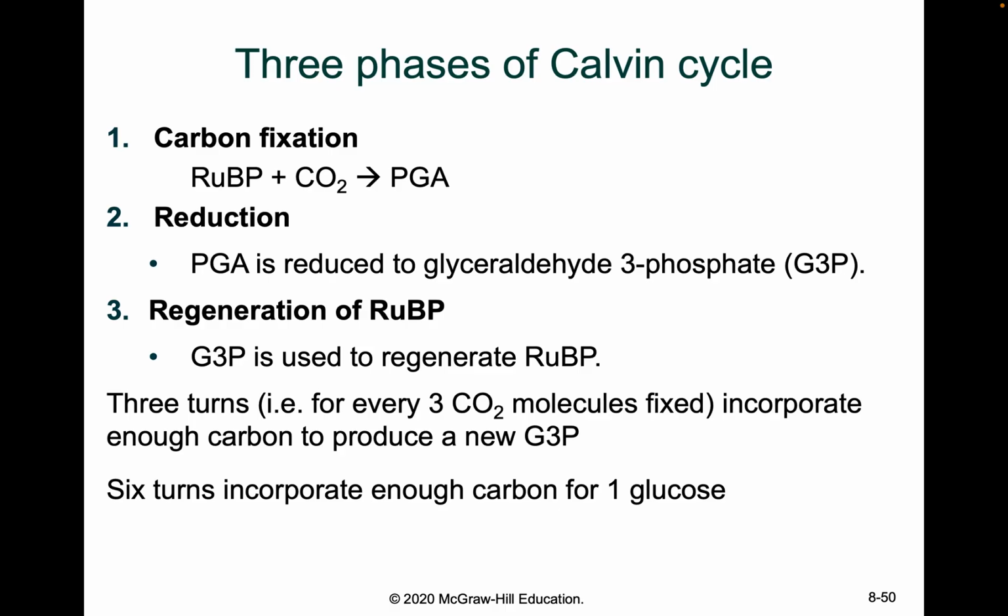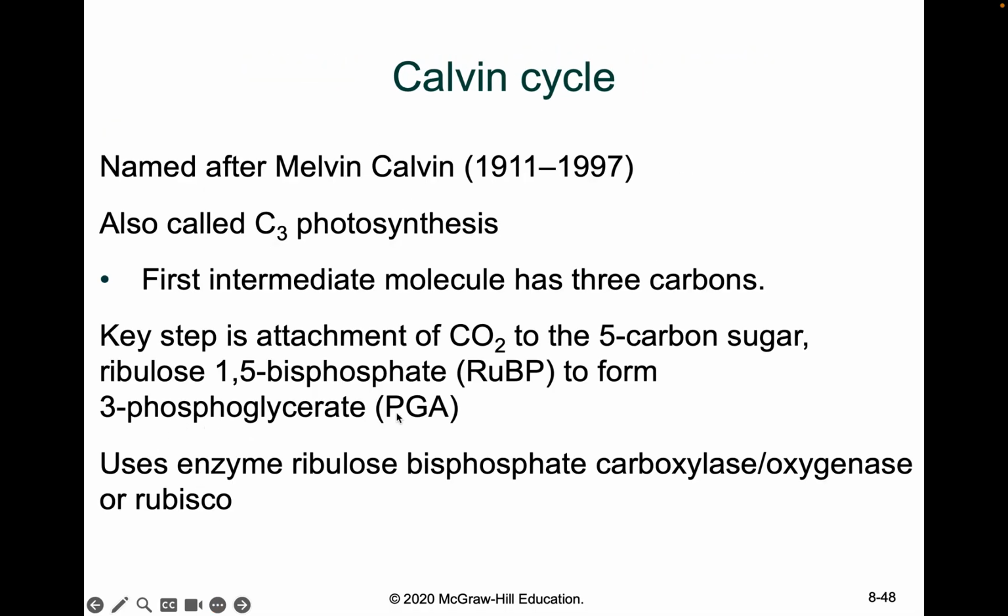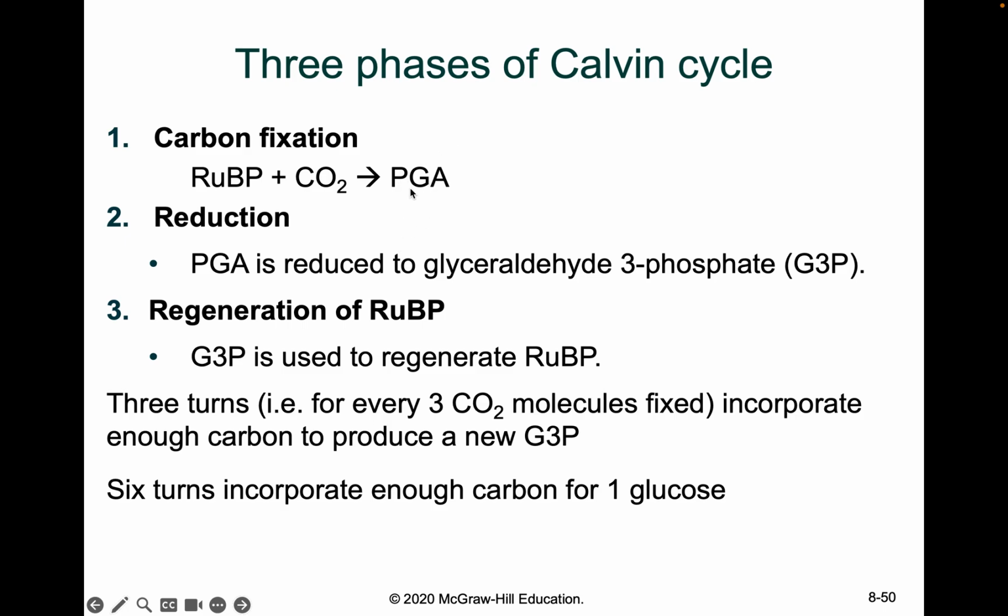The phases of the Calvin cycle: the first one, which we already spoke about, is carbon fixation, where we get this five carbon RuBP and incorporate the CO2 into it using Rubisco. This gives you a six carbon compound, which is then immediately broken down into PGA, the 3-phosphoglycerate. You get two of them. The second phase is reducing this PGA into glyceraldehyde 3-phosphate, G3P.